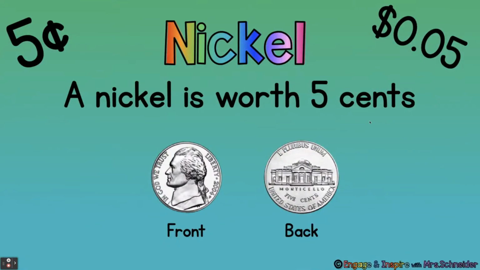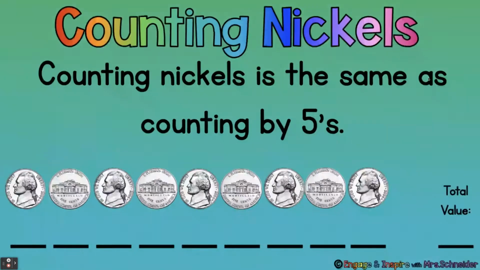A nickel is worth 5 cents. Here's the front and back of the nickel. This is one way to write 5 cents with the cent symbol, or you can write it with the dollar sign. $0, decimal point, 0.05. Make sure you put a 0 in front of the 5. Counting nickels is the same as counting by fives.